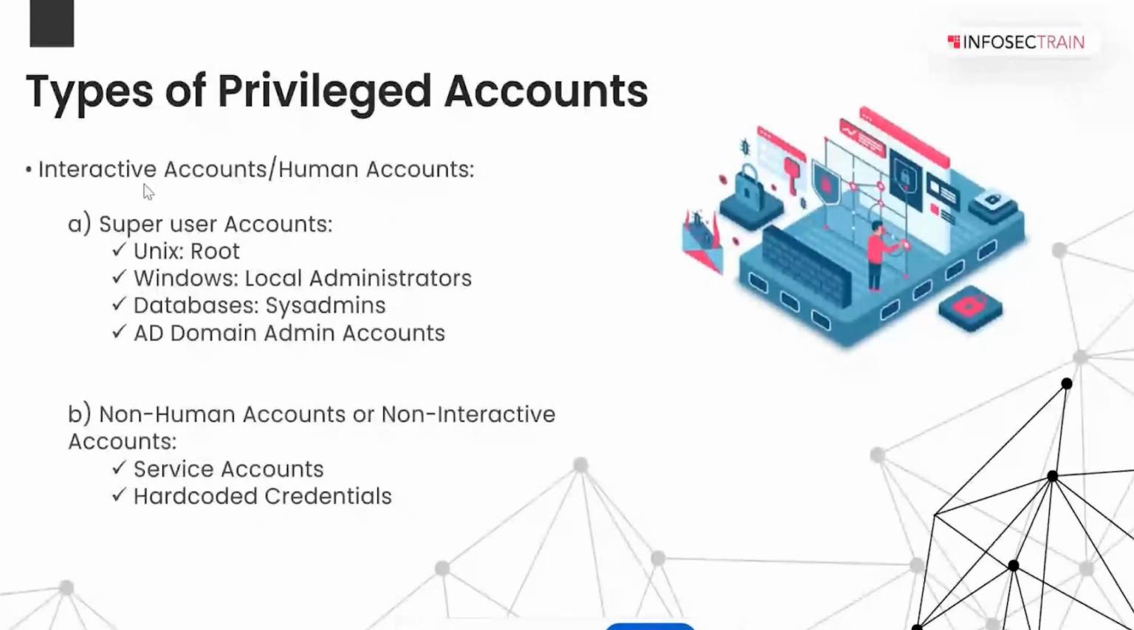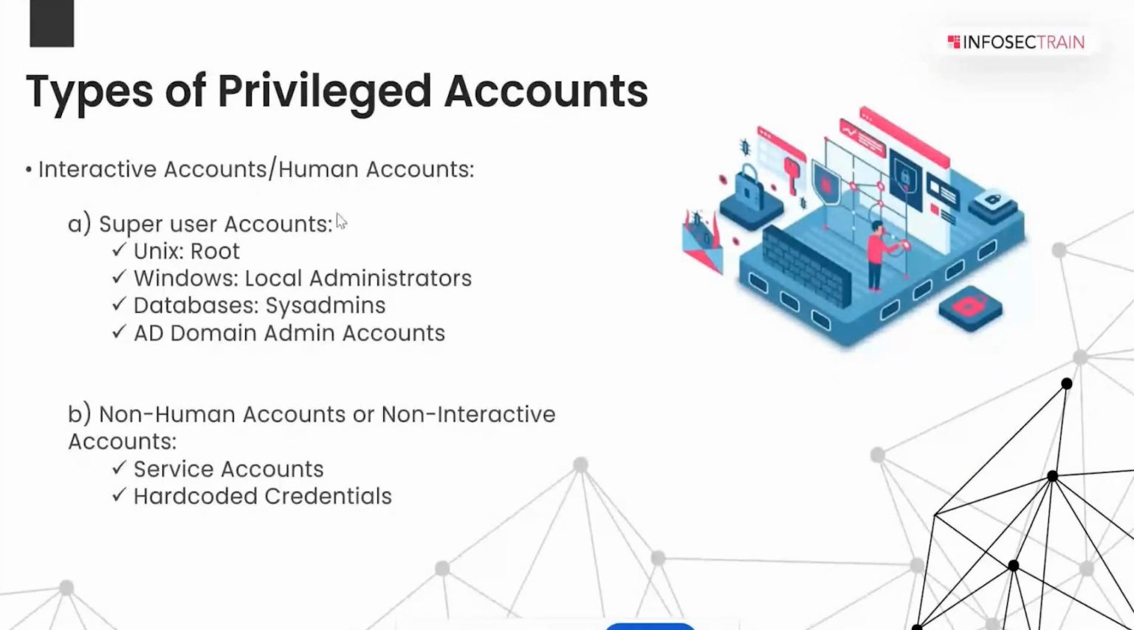Okay. And we have some examples for this. The first example, if you see here, is the super user account. A super user is any account which is the most powerful, the most privileged account in the system. Let's say, for example, for the Unix system type, you have the root account, which is used by humans. And this is the most powerful account in the Unix system. So that is one example of interactive privileged accounts, right?